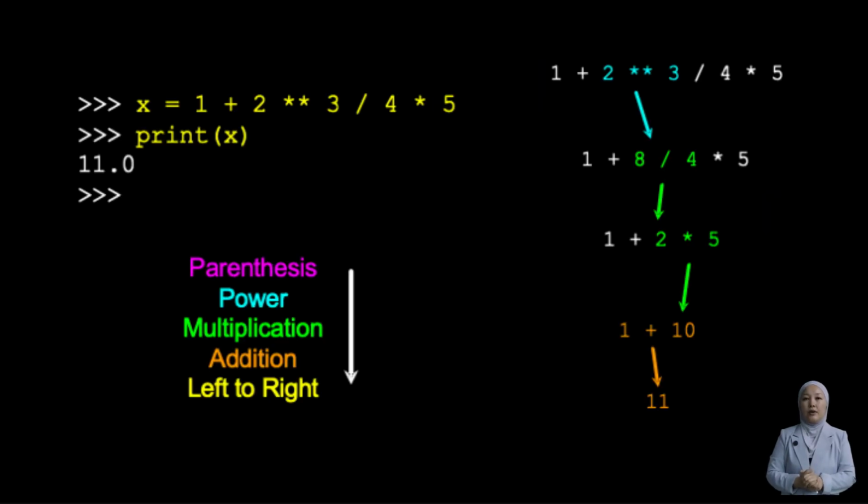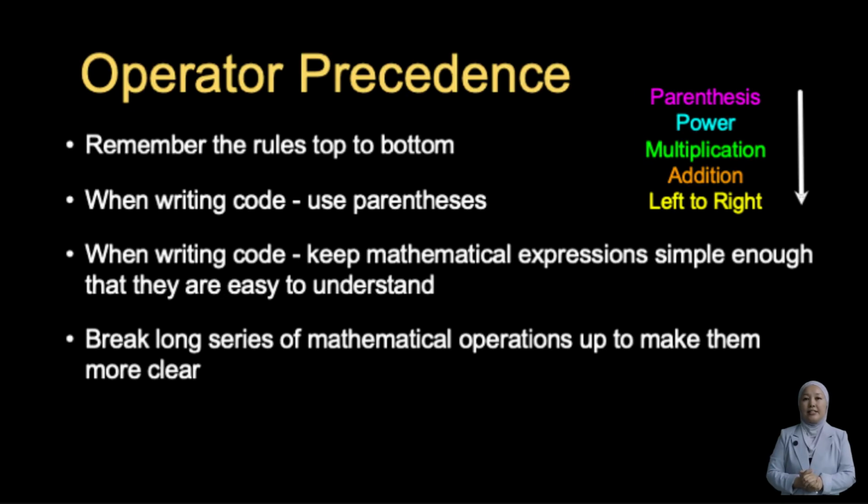Let's walk through the example. 1 + 2 ** 3 / 4 * 5. First, exponentiation, 2 ** 3 is 8. Then, division and multiplication from left to right. 8 / 4 is 2.0. Then, 2.0 * 5 is 10.0. Finally, addition, 1 plus 10.0 gives 11.0. The printout confirms this.